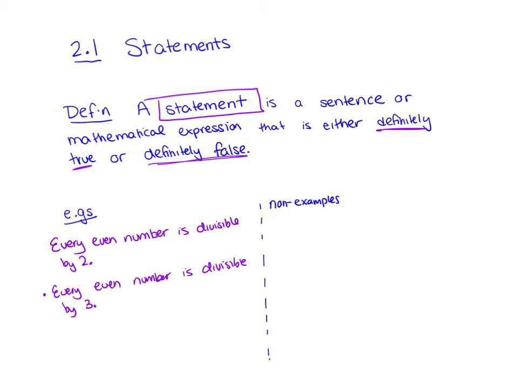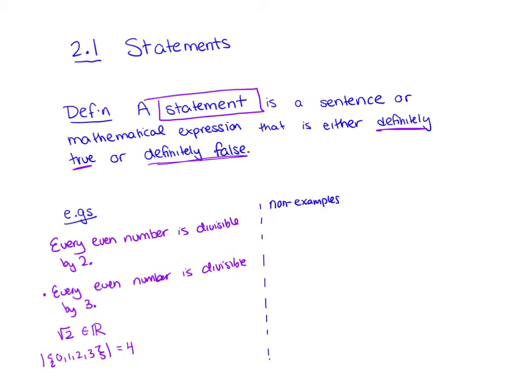I could say the square root of 2 is a real number. That's a true statement. I could say the cardinality of the set {0, 1, 2, 3} is 4. That is either true or false. In this case, it's true. So that is a statement.